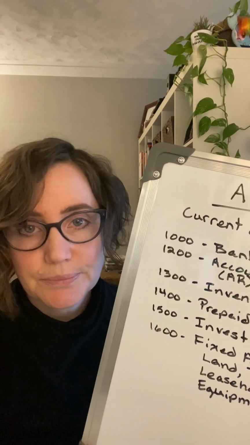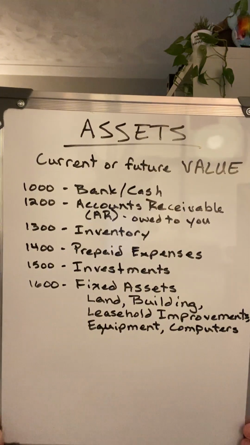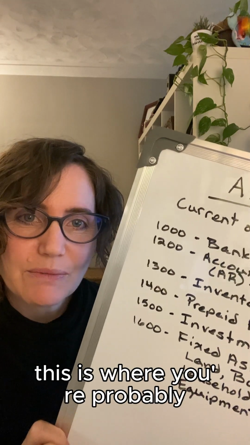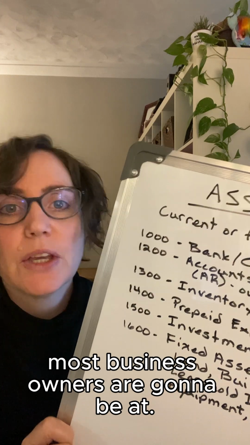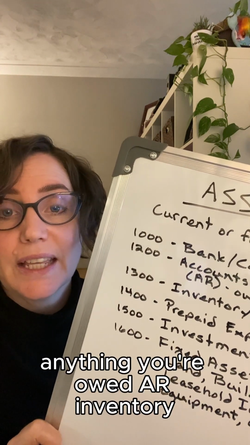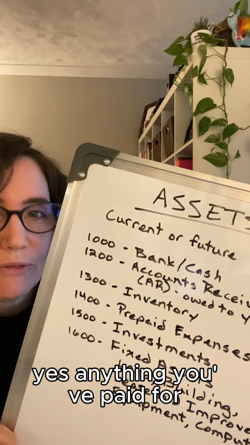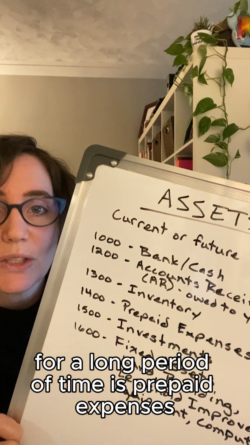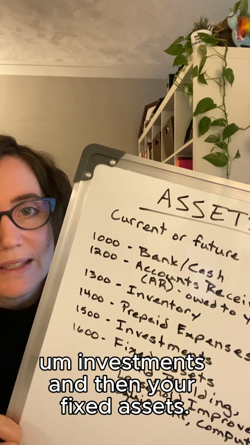So yeah, fixed assets. There are other assets, but this is a good start. This is where most business owners are going to be at. So to start with, any bank, cash, anything you're owed, AR, inventory, yes. Anything you've paid for a long period of time is prepaid expenses. Those are assets. Investments, and then your fixed assets.